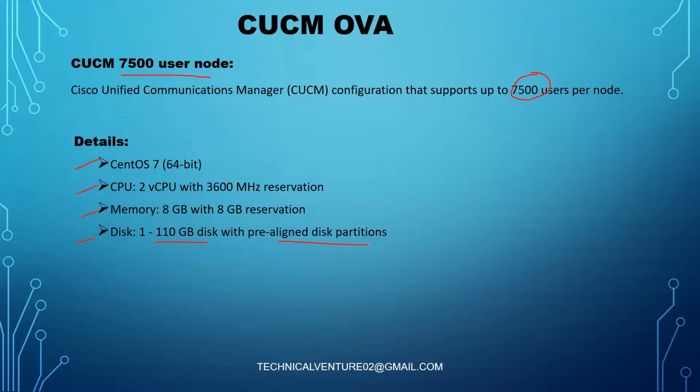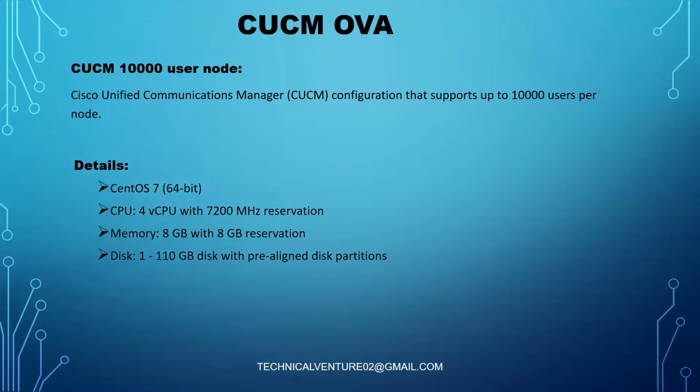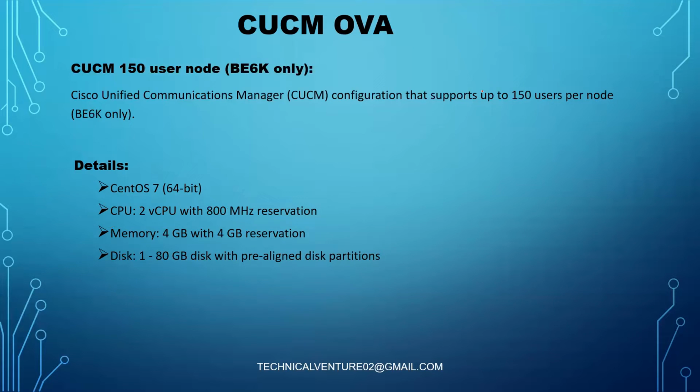Okay, so now next would be the CUCM 10,000 user node. If you select this one, it will show you the details like operating system. CPU now got changed to 4 virtual CPUs with 7200 megahertz reservation. RAM would be 8 GB with 8 GB reservation, and disk one would be 110 GB with pre-aligned disk partitions. So it depends on the user node. If you have a 2500 user base, 7500 or 10,000 user base, depending on which you select, it will show you all the details of what is required, right?